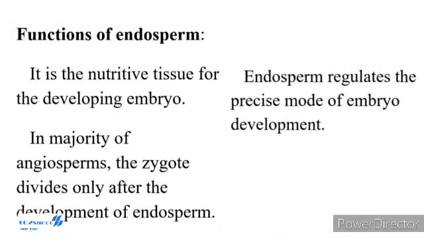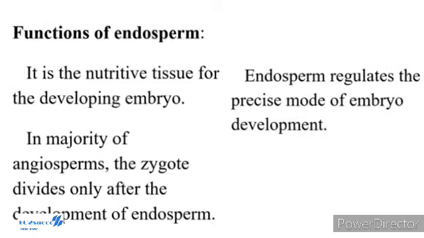Another one, function of endosperm. It is a nutritive tissue for the developing embryo. In the majority of angiosperms, the zygote divides only after the development of endosperm. Endosperm regulates the proper mode of embryo development.